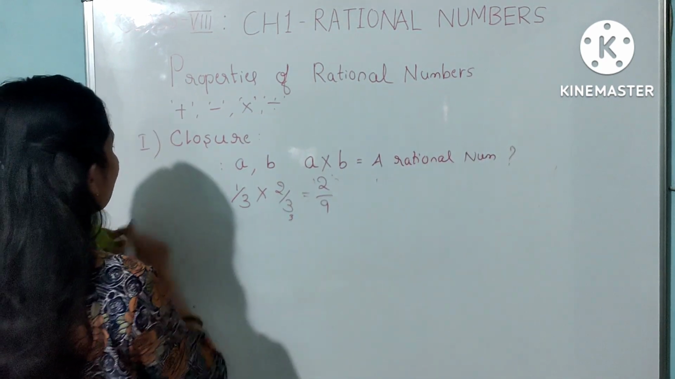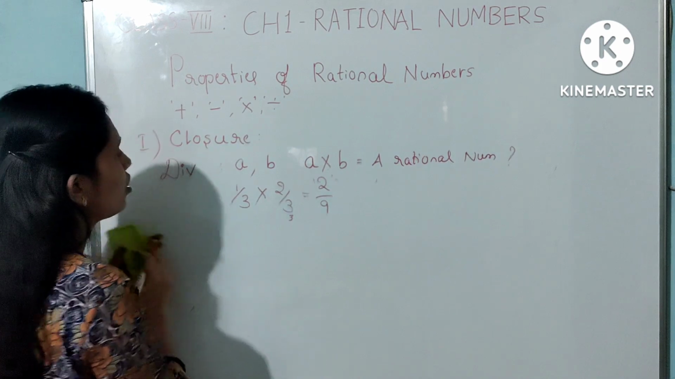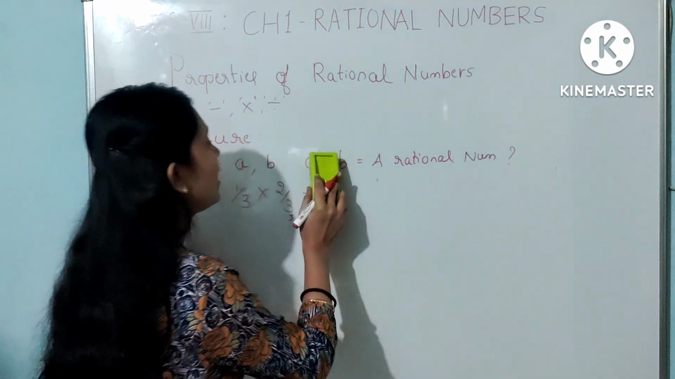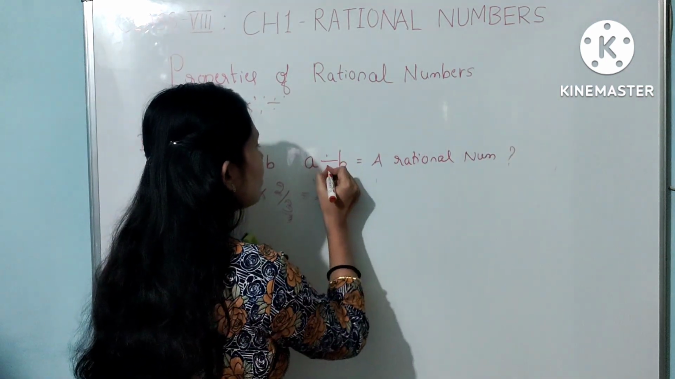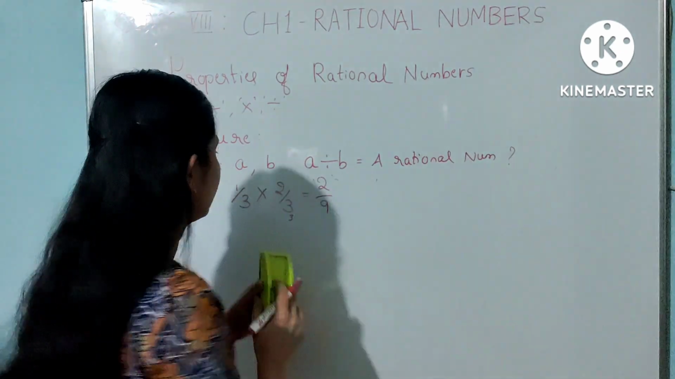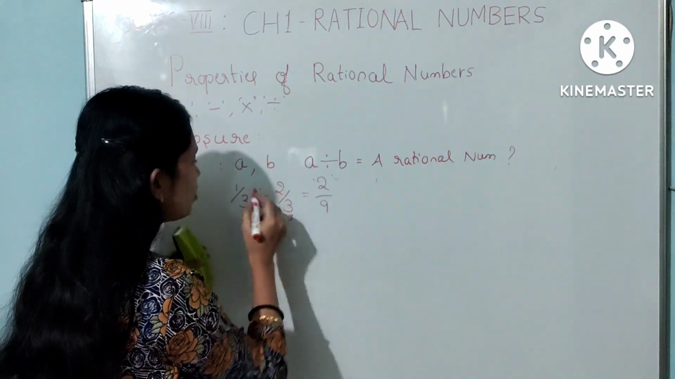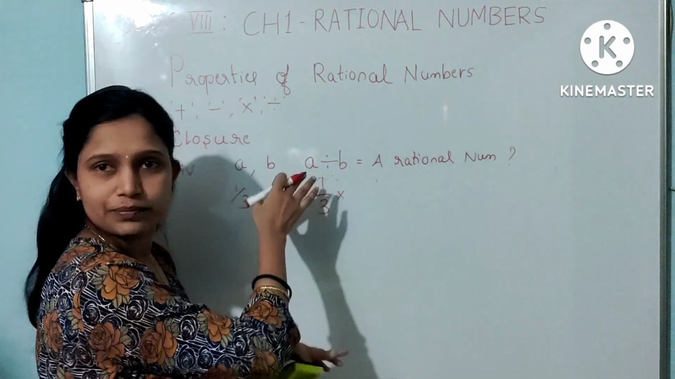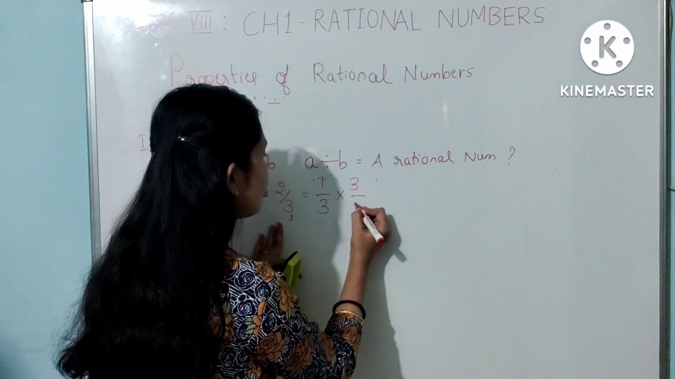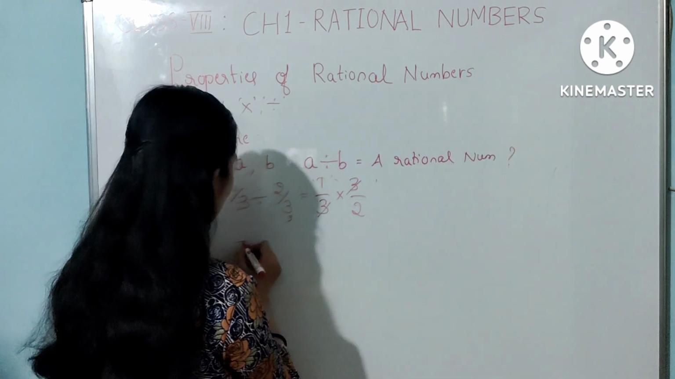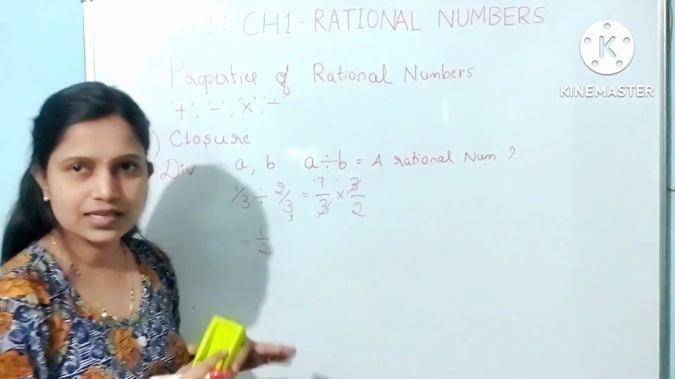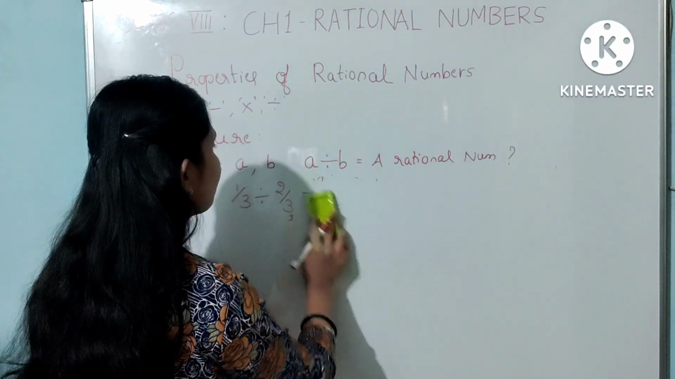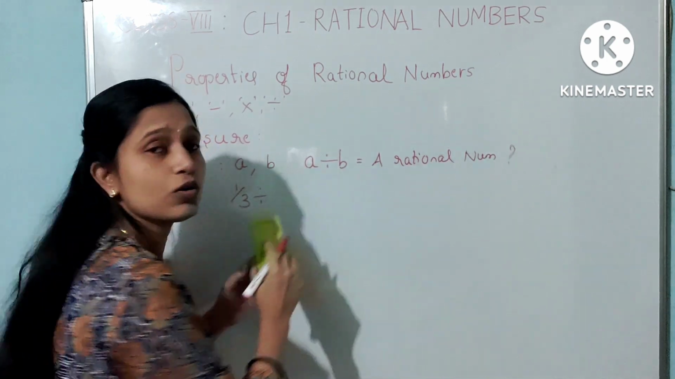The next operation is division. For given numbers a, b, is a divided by b a rational number or not? So 1/3 divided by 2/3. What are we going to do? We have to take the reciprocal, correct? 2/3 becomes 3/2. So the 3s get cancelled, and the value is 1/2. Is it a rational number? Yes, correct, if the value is non-zero.